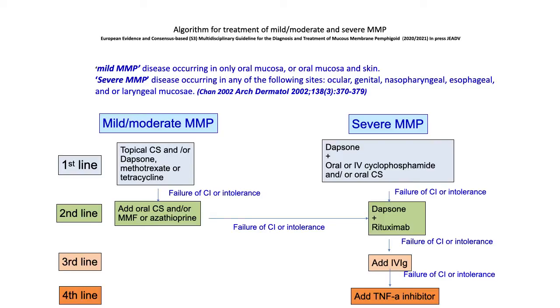And the same can be said for severe MMP. These guidelines we've just written, this is the Task Force, European Working Group, and it's in press now in the JEADV. And this is just an algorithm that I've pulled from our paper. It follows on from the previous guidelines in 2002. So you can see for mild to moderate, topical steroids, dapsone, tetracyclines perhaps, adding then in layering treatment, adding in prednisolone and then a second line agent, MMF or azathioprine.